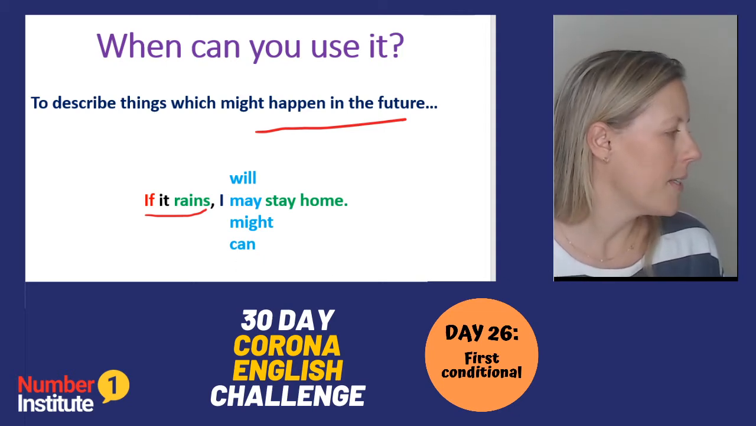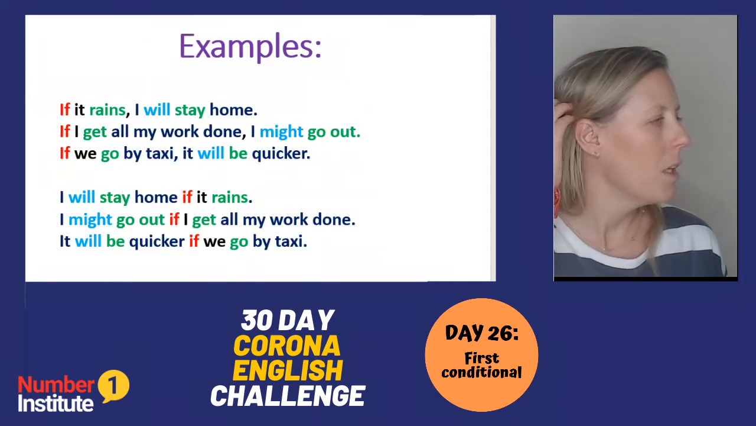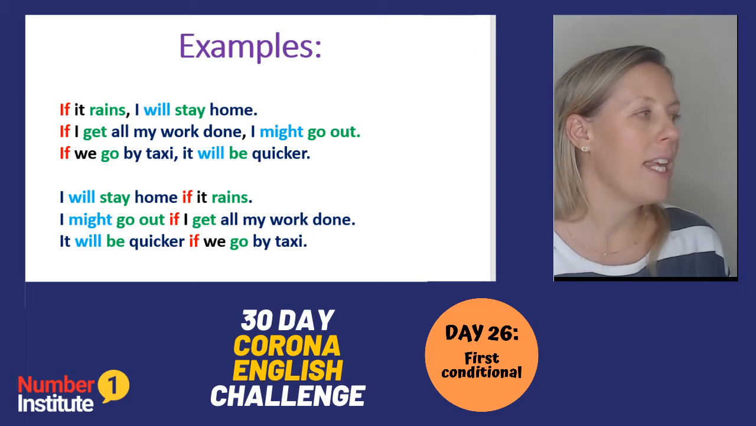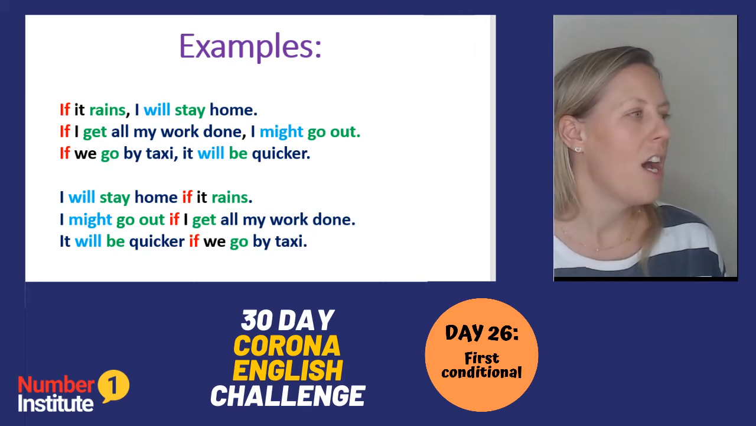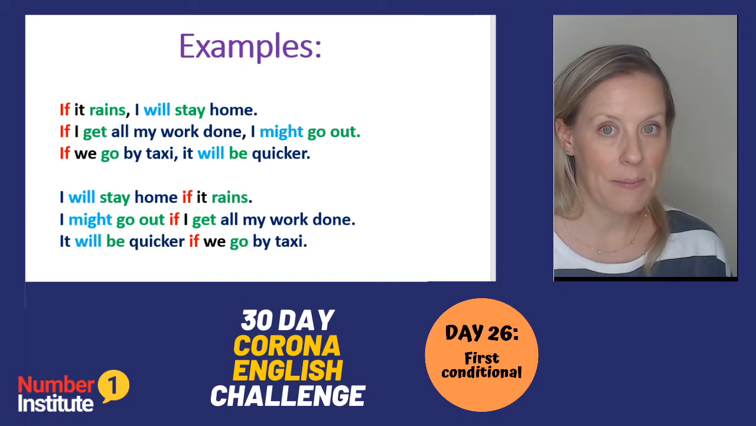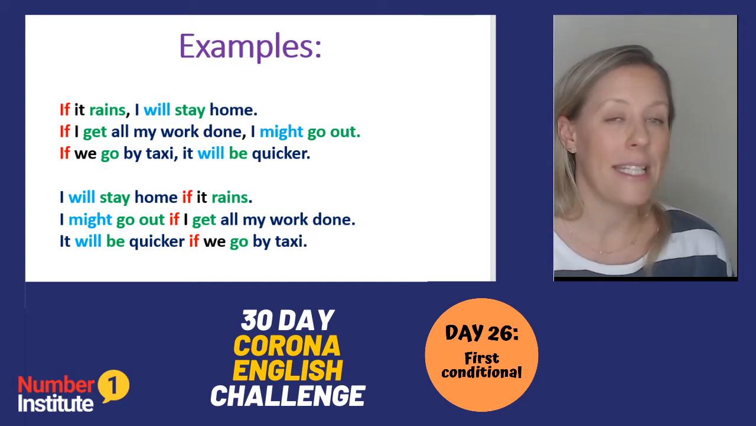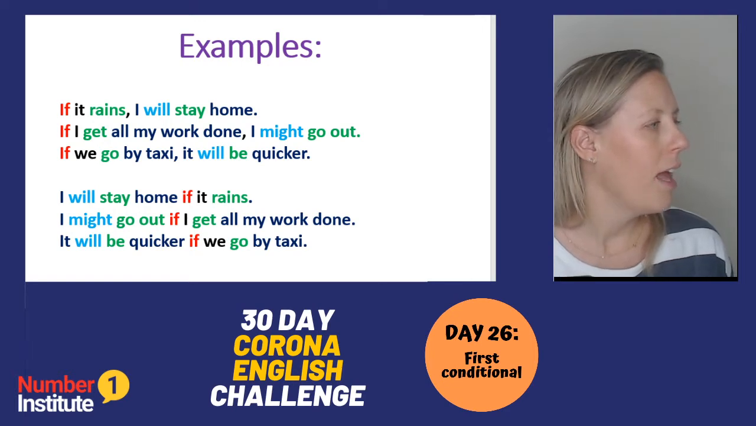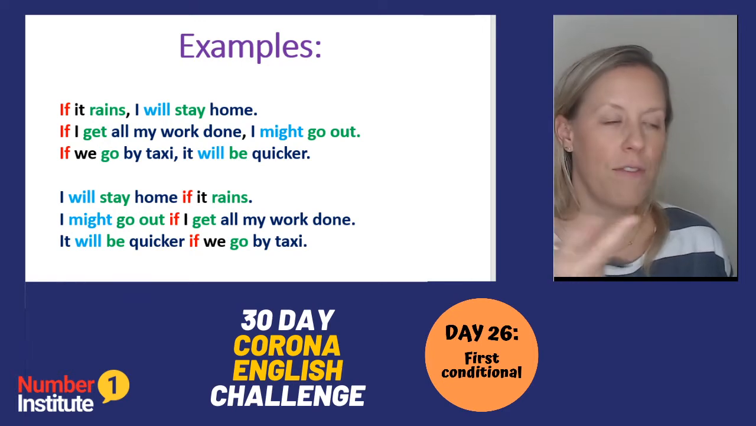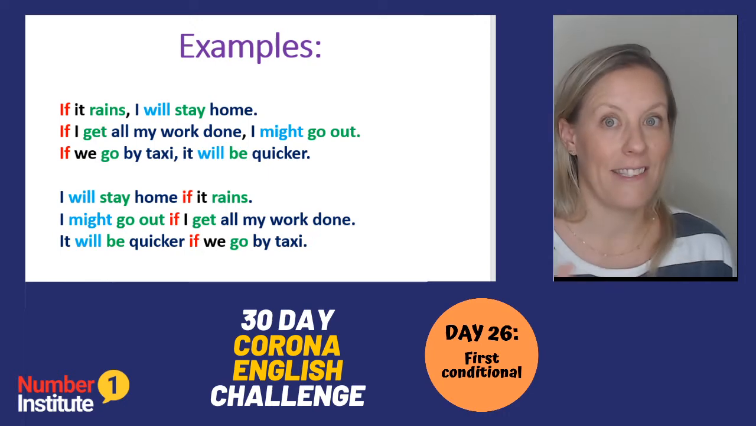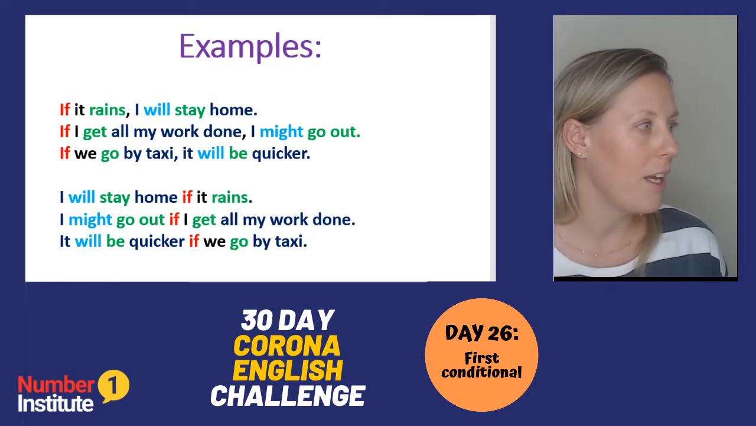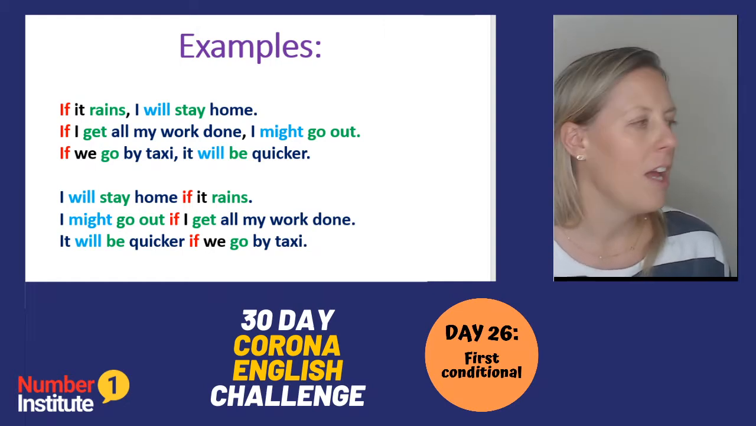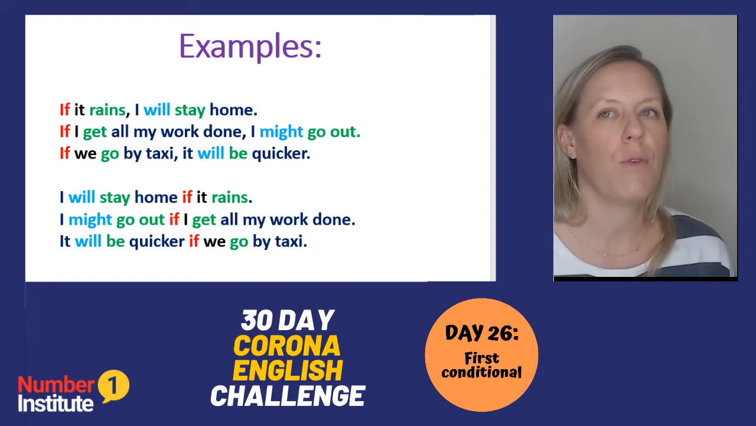Let's look at some more examples. So we've got this one: if it rains, I will stay home. If I get all my work done, I might go out. If we go by taxi, it will be quicker. Or all of them the other way round, the meaning is the same. I will stay home if it rains. I might go out if I get all my work done. It will be quicker if we go by taxi.